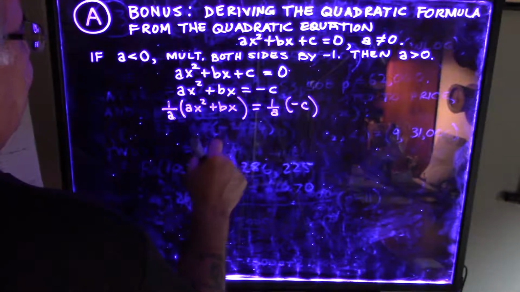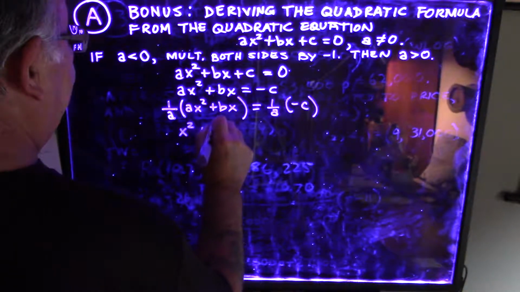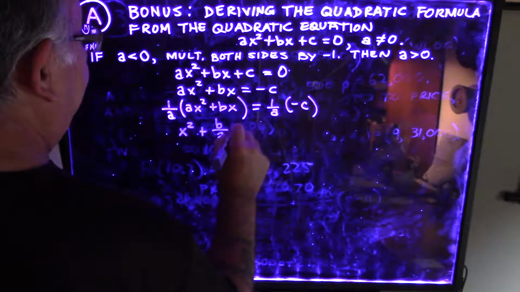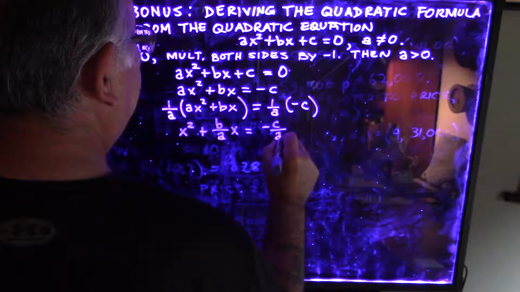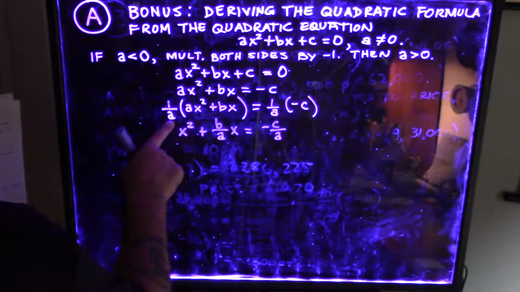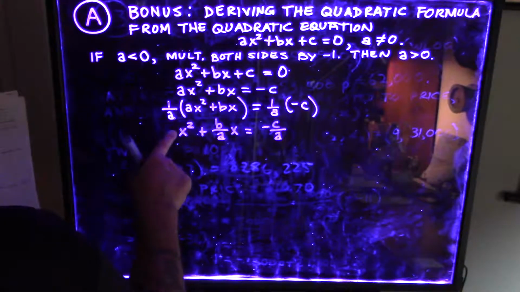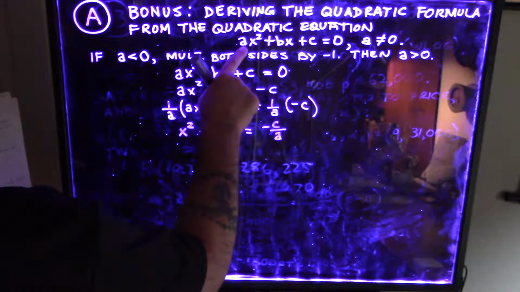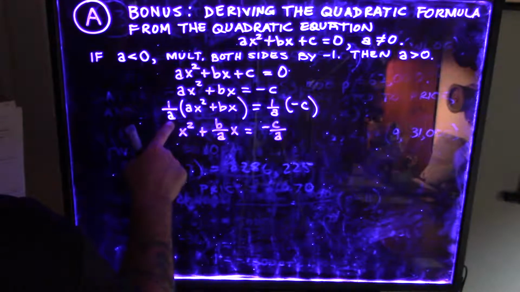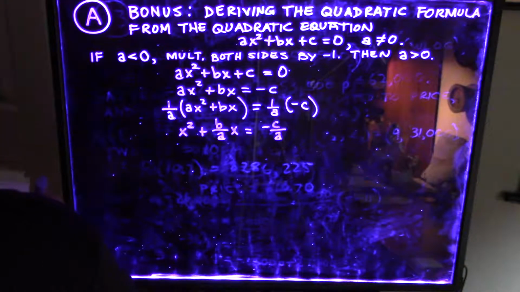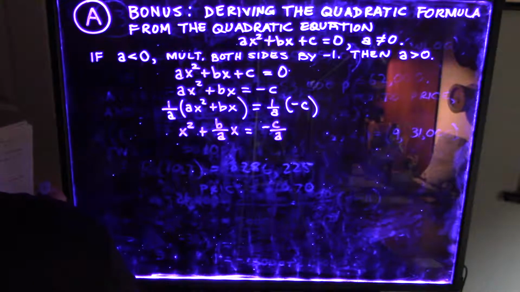Alright, so you distribute that through. On the left side, you're going to get x squared plus b over a x equals -c over a. Now, we don't have to worry about a in the denominator dividing by 0, right? What if a was 0? Well, a is not 0. It has to be non-zero in order for that to be a quadratic. Alright, so we don't have to worry about that being in the denominator. Okay? So we're not dividing by 0 here. That would not work very well.